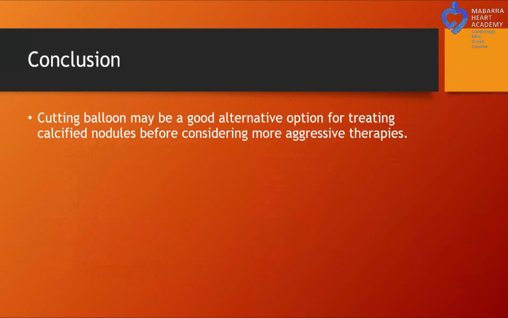Usually, when you have calcified nodules, you need to consider aggressive modalities for calcium modification. But in this example, the cutting balloon was a good alternative, and the lesion responded very well to this technique. So cutting balloon can also be considered in cases of calcified nodules as well.